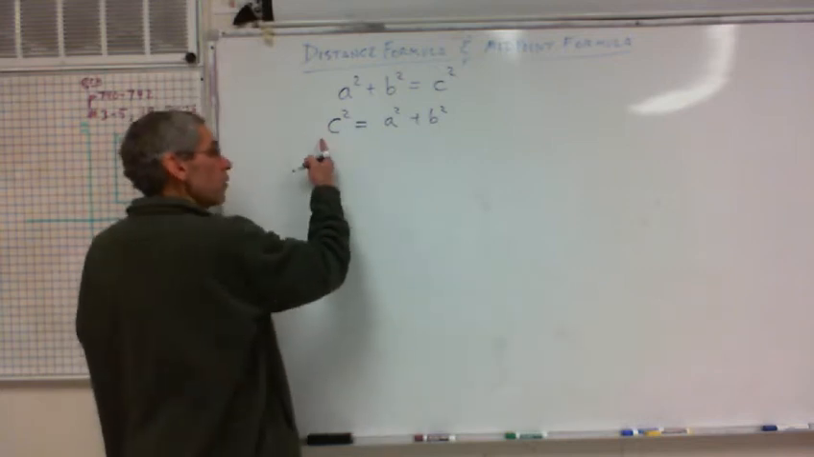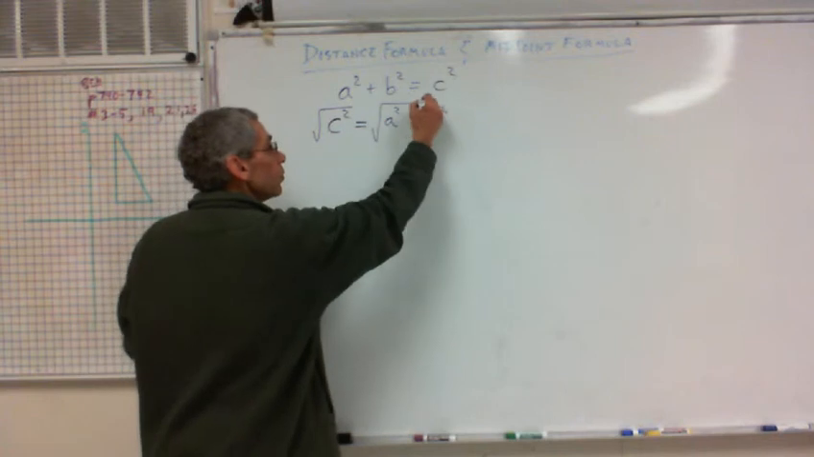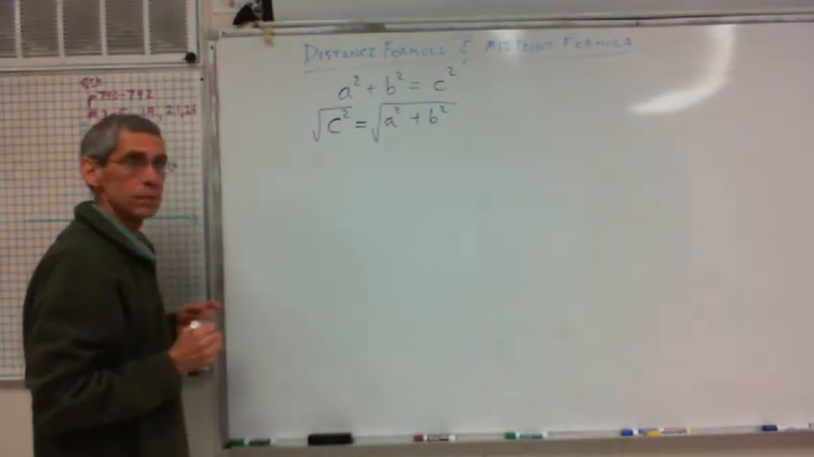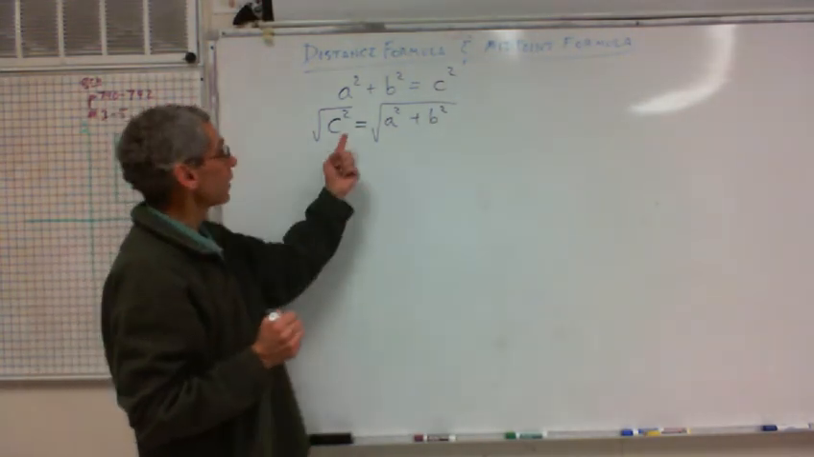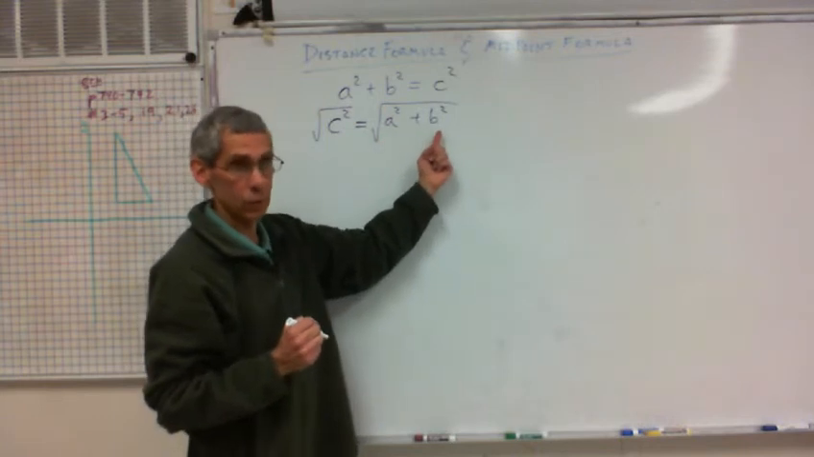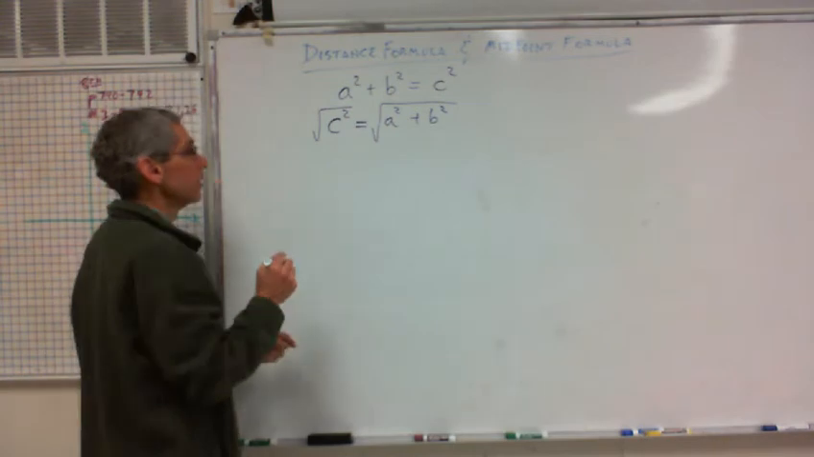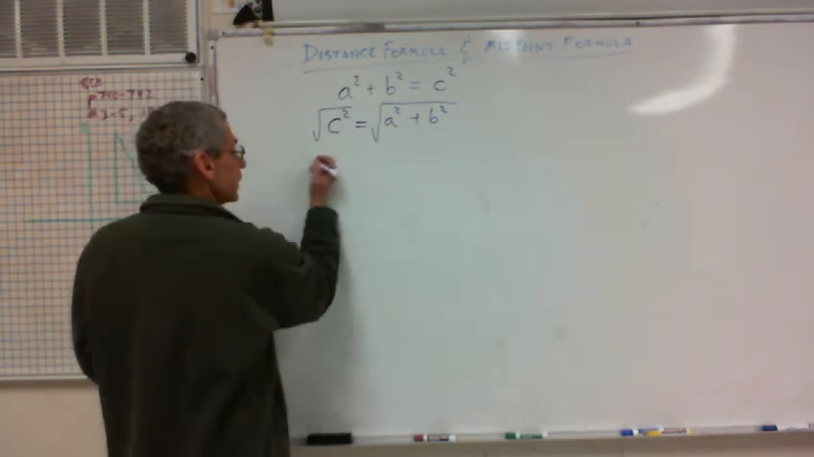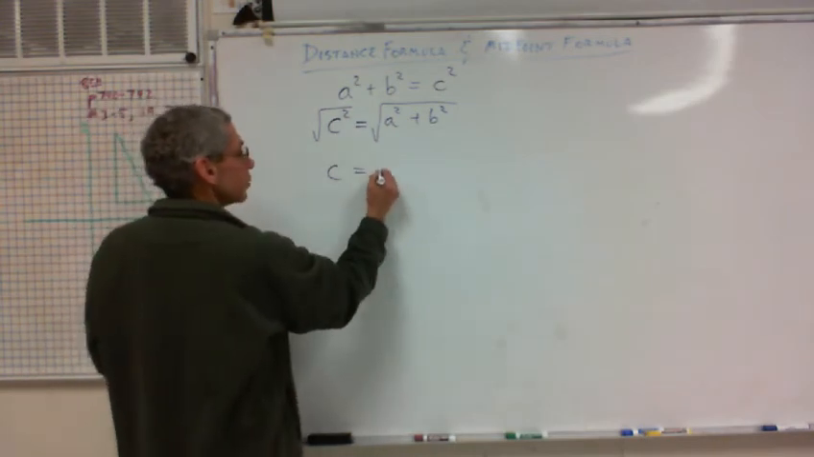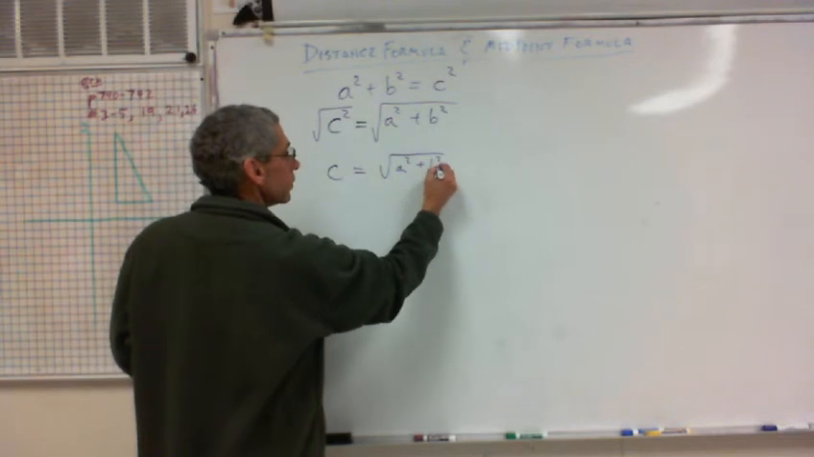But if I wanted to find c, I would square root both sides, right? Does that make sense? I'm not square rooting a squared and then stopping and then putting a plus and then square rooting b squared. I have to square root the whole side, okay? So that means basically c is equal to the square root of a squared plus b squared.